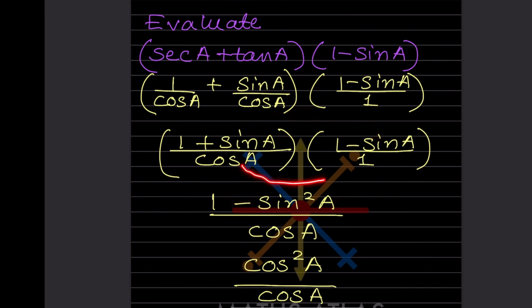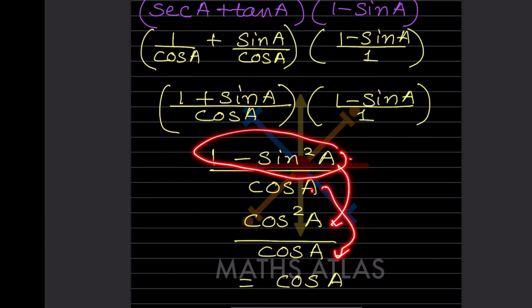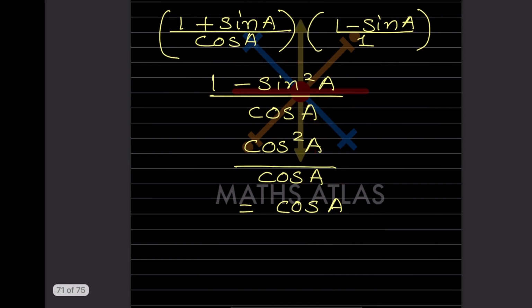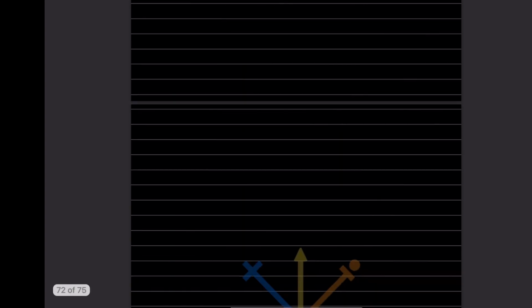And what will you do? Because this is multiplication, this can be multiplied, so that is going to be cos A. And again, as we have done in the previous one, 1 minus sine square A is cos square A, and this as it is. So now what we can see, cos square A means cos A into cos A, and the denominator is just cos A. So this one gets cancelled from that, so what remains is cos A.